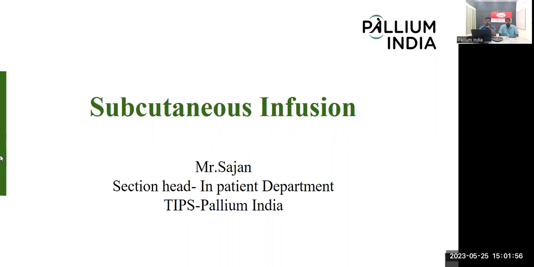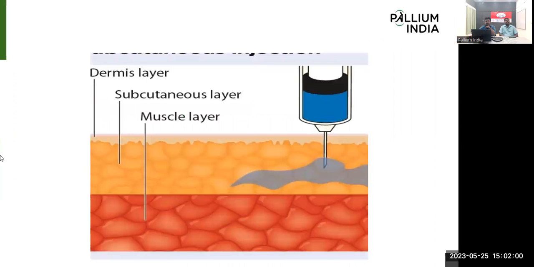So now we can move to the subcutaneous infusion. First of all, I have divided the layers of skin into three: the dermis layer, the subcutaneous layer, and the muscle layer. Currently we are going to discuss the second layer, the subcutaneous layer. And there is another name for the subcutaneous infusion.